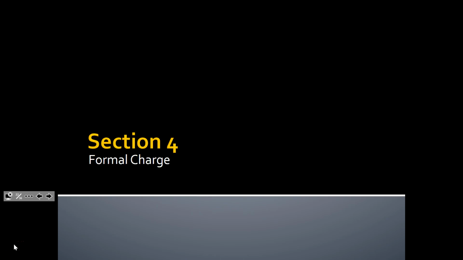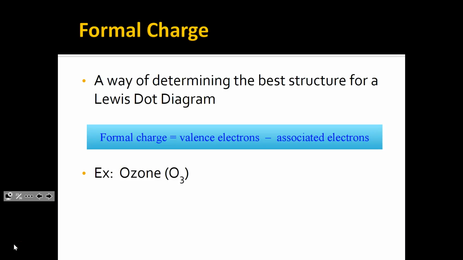All right, welcome back. We've completed our videos on how to do Lewis dot diagrams and how to draw them. We've looked at a couple examples. So now we're going to move on to what's called formal charge. So what is formal charge?